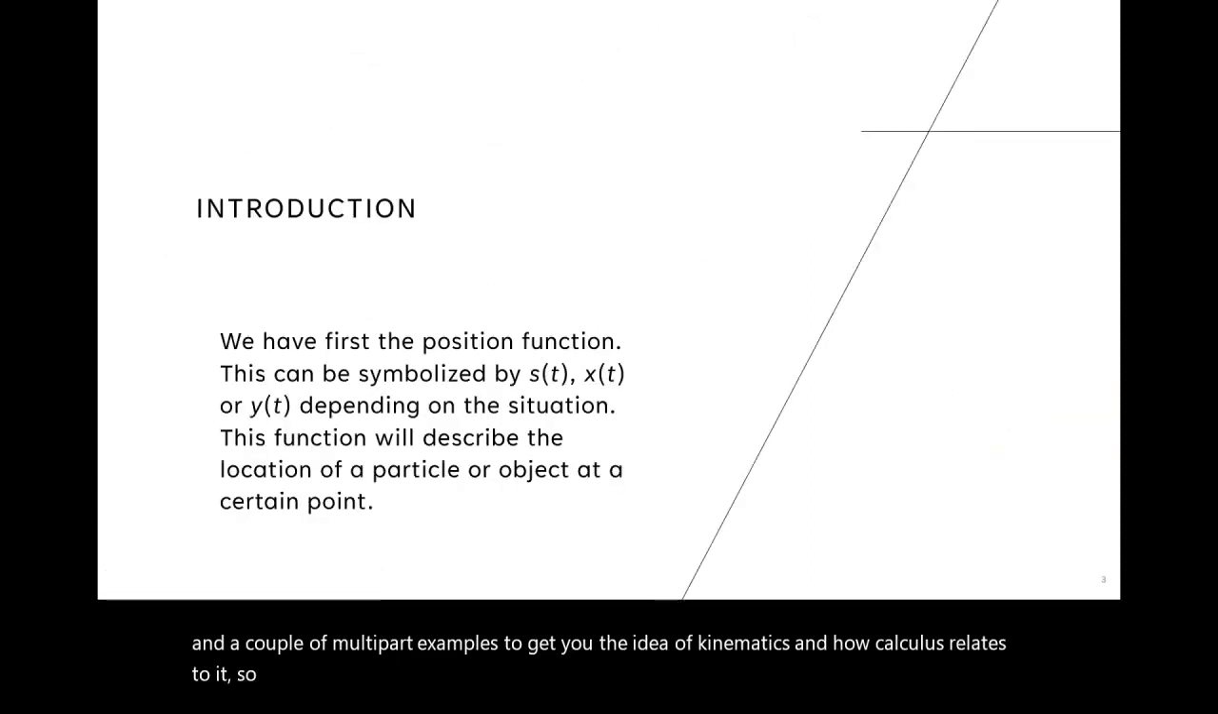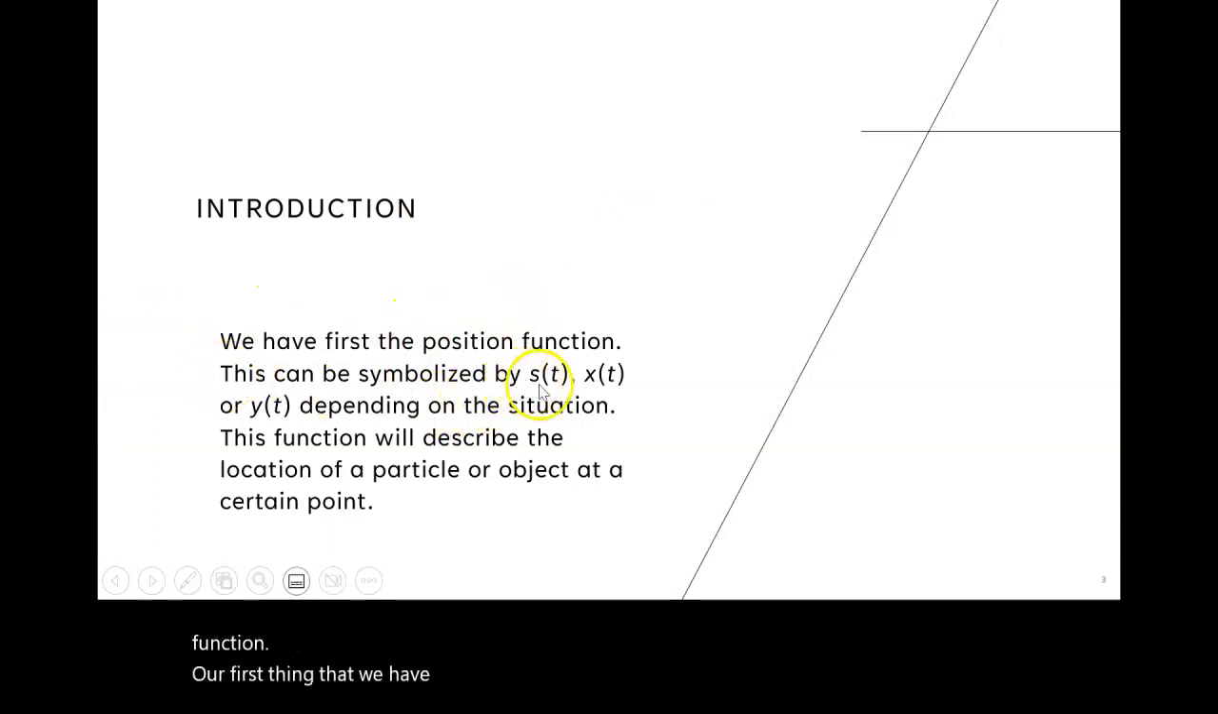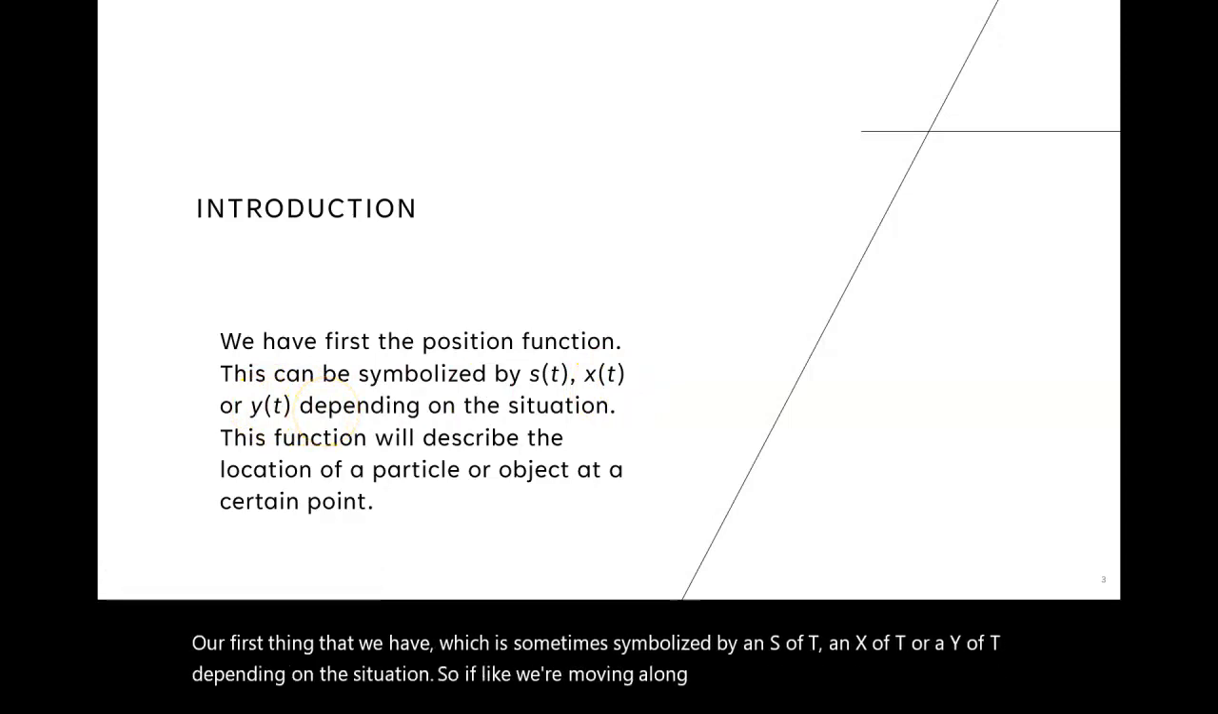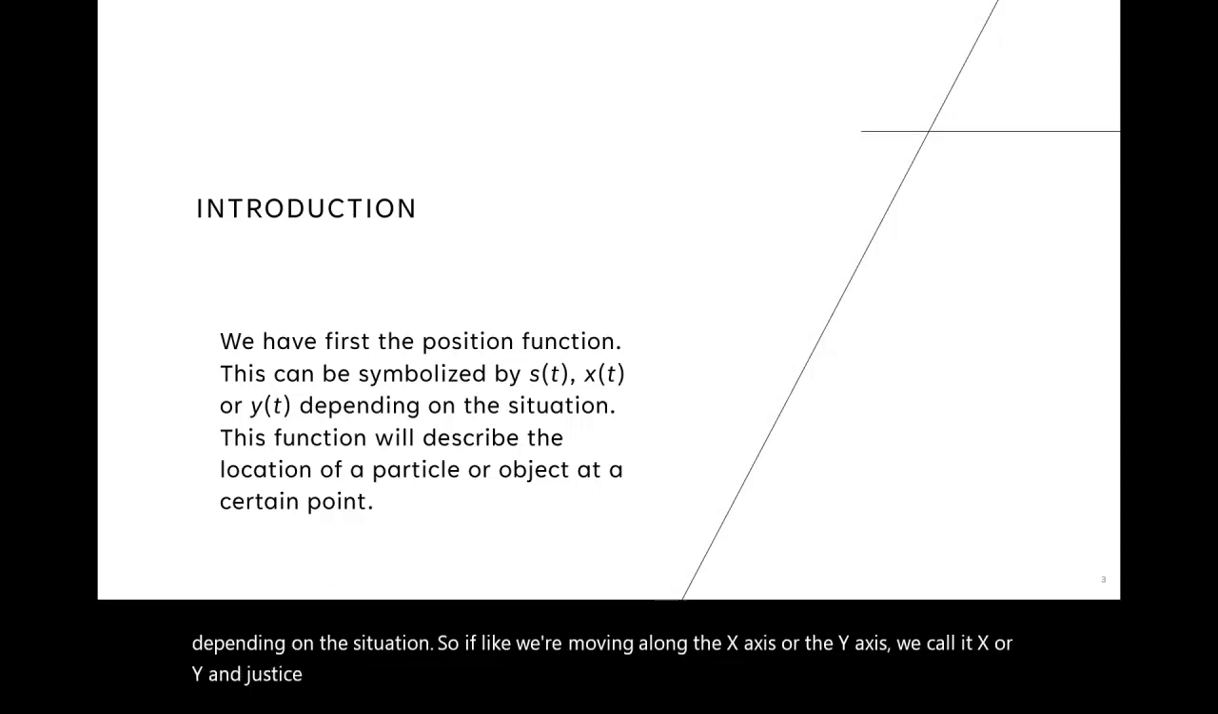So, quick introductions for our terms that we need to know. First of all, we call our position function our first thing that we have, which is sometimes symbolized by an s of t, an x of t, or a y of t, depending on the situation. If we're moving along the x-axis or the y-axis, we call it x or y, and just by tradition, we call position s of t. And this function will describe the location of a particle or an object at a certain point.